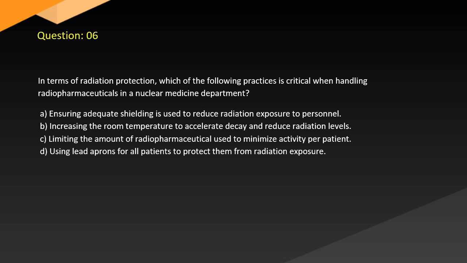Question 6. In terms of radiation protection, which of the following practices is critical when handling radiopharmaceuticals in a nuclear medicine department? A. Ensuring adequate shielding is used to reduce radiation exposure to personnel. B. Increasing the room temperature to accelerate decay and reduce radiation levels. C. Limiting the amount of radiopharmaceutical used to minimize activity per patient. D. Using lead aprons for all patients to protect them from radiation exposure.